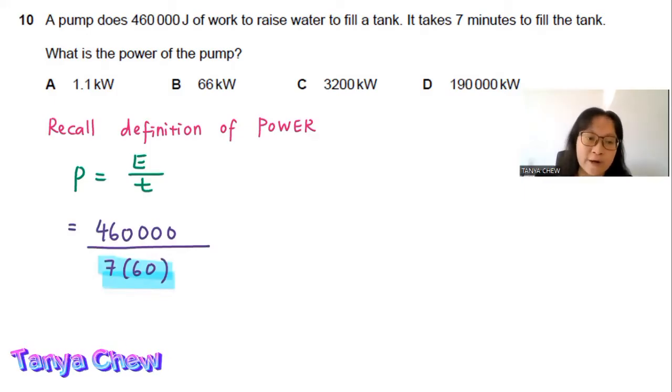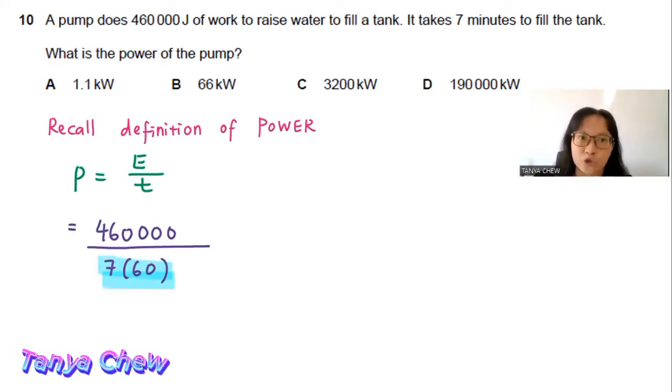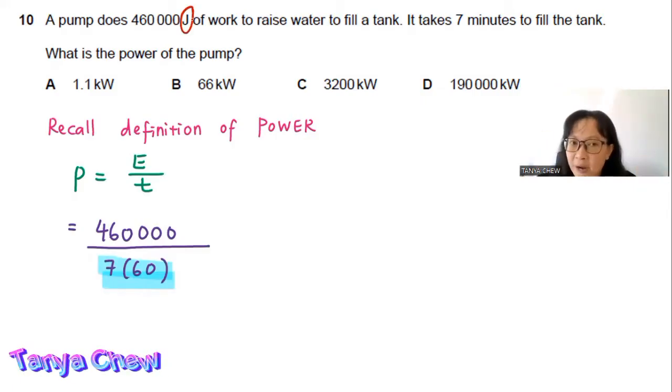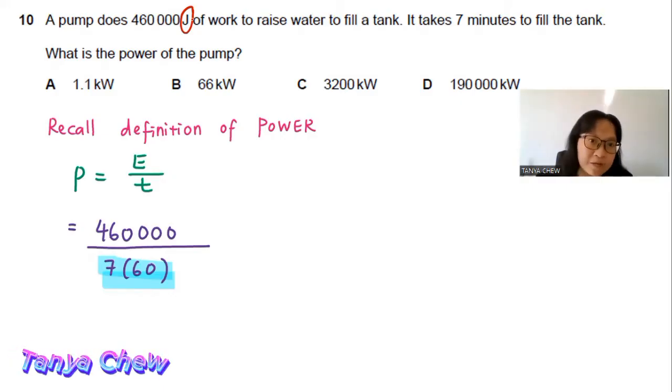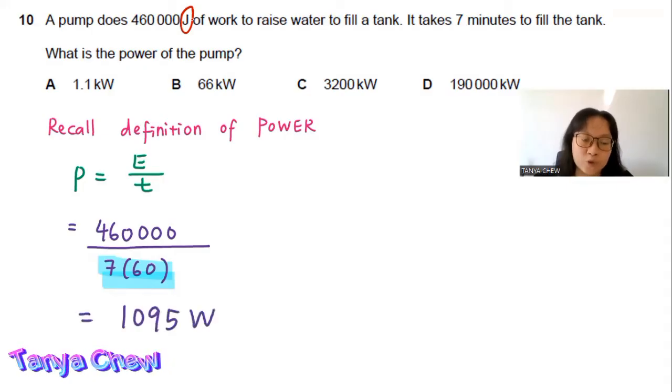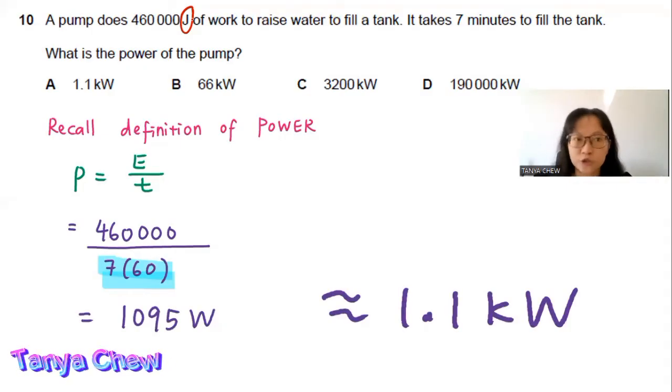So the energy is 460,000 joules. Since the unit of energy is in joules, you have to bear in mind the time taken must be in seconds. So I have to change my 7 minutes to seconds by multiplying by 60. So the answer is 1095. Change it to kilowatts by dividing by 1,000. So I get 1.1 kilowatts, which is A.